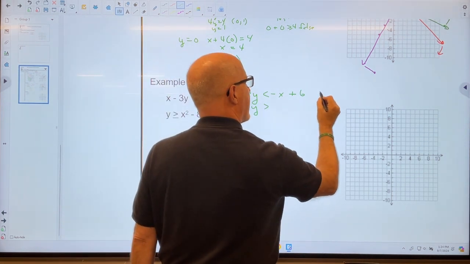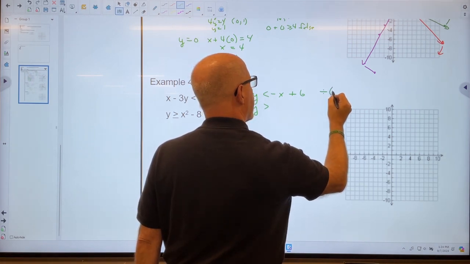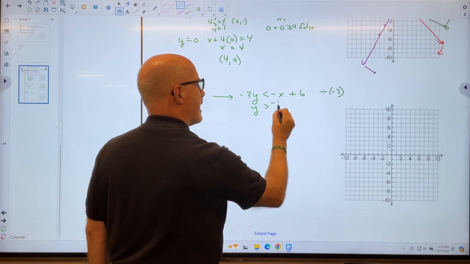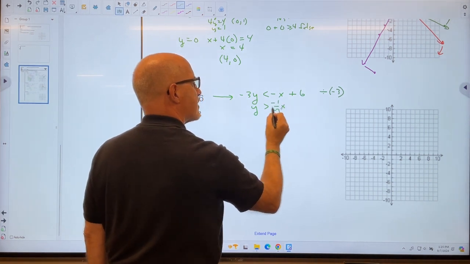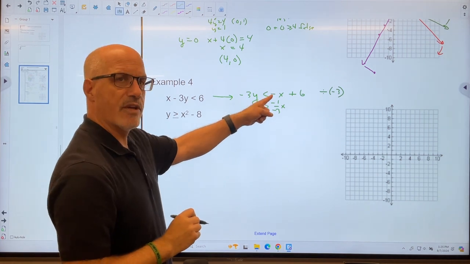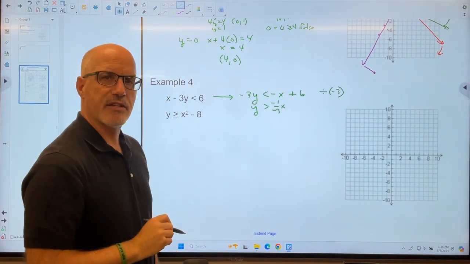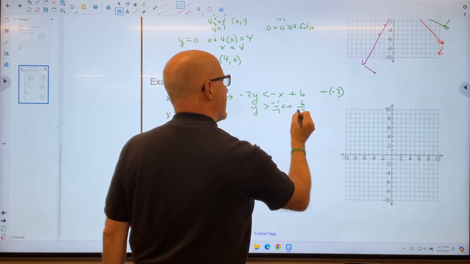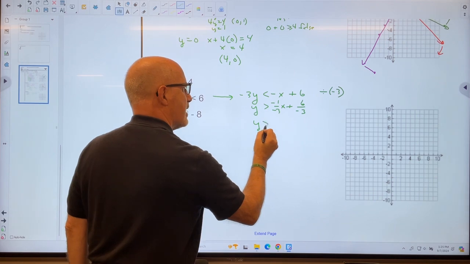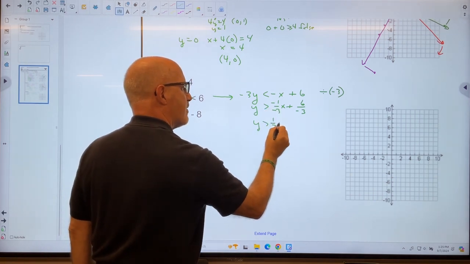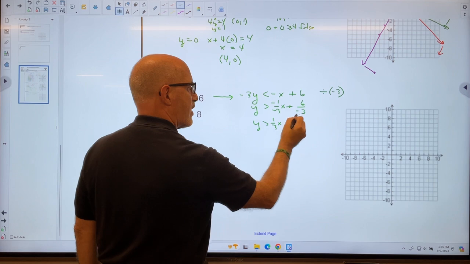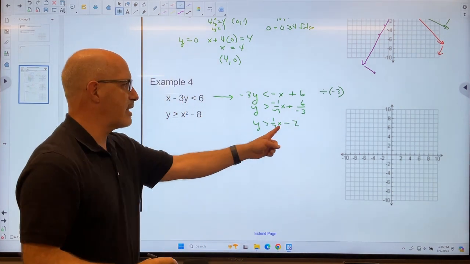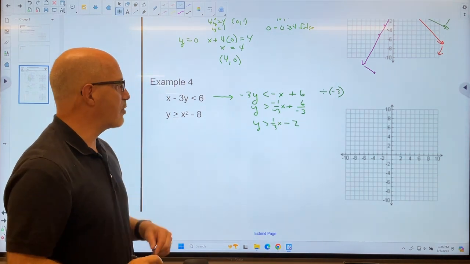So dividing by -3, that will make this one a negative over a negative, so it would be -1 over -3x. Remember, that's like a -1 in front. Dividing by a negative makes it a fraction. And this will be 6 divided by -3. Let's go ahead and simplify those. Negative over negative is a positive. Positive over negative will give me a subtraction. And that 6 divided by -3 is just that -2. Now let's go ahead and graph this one.